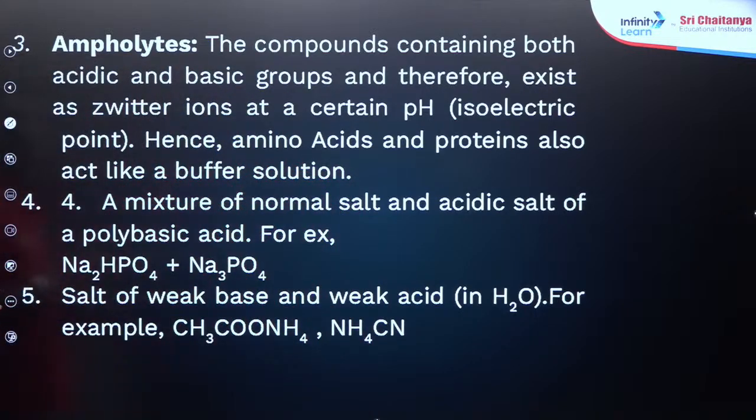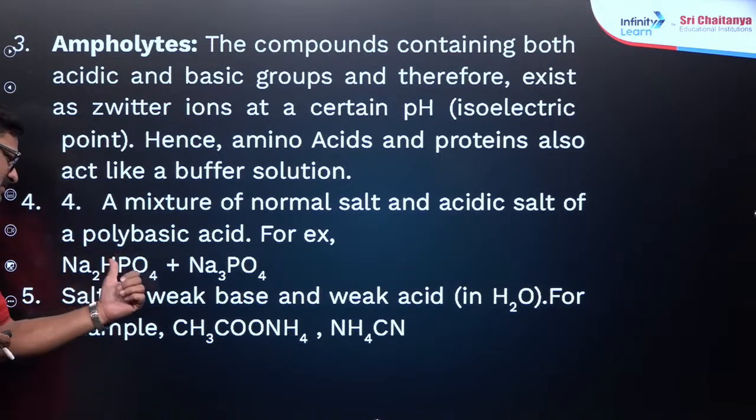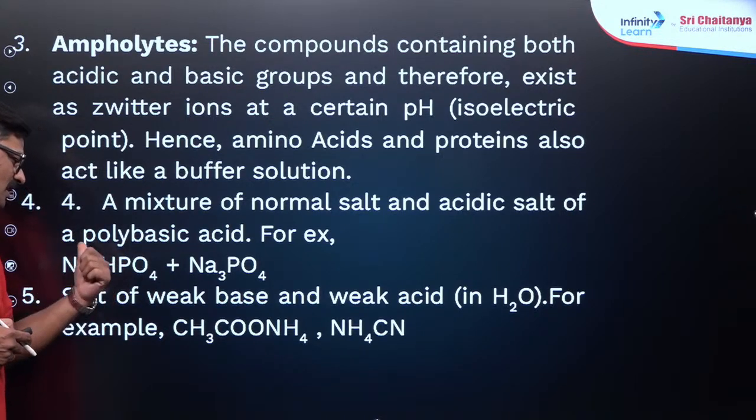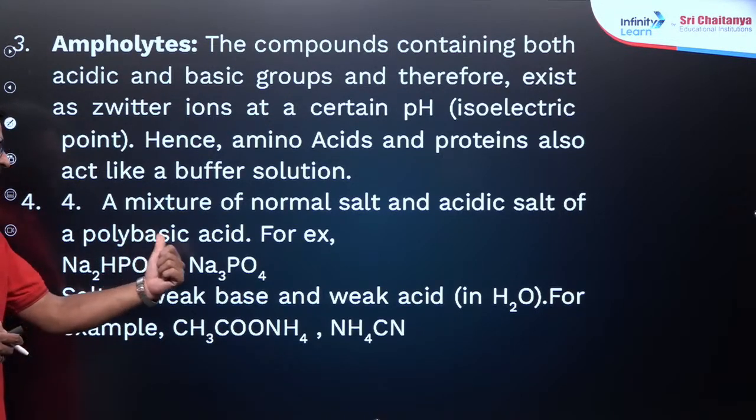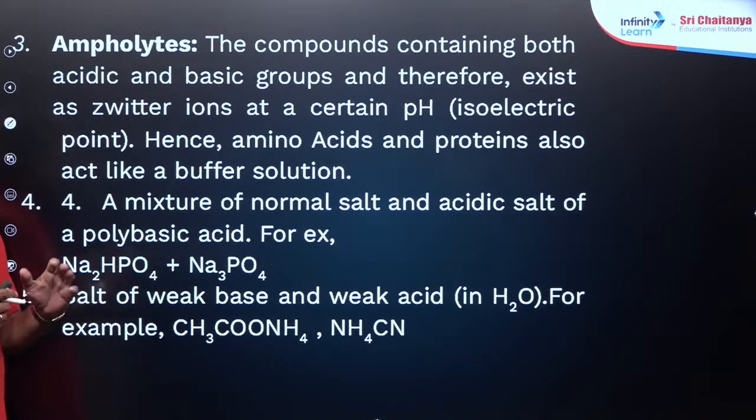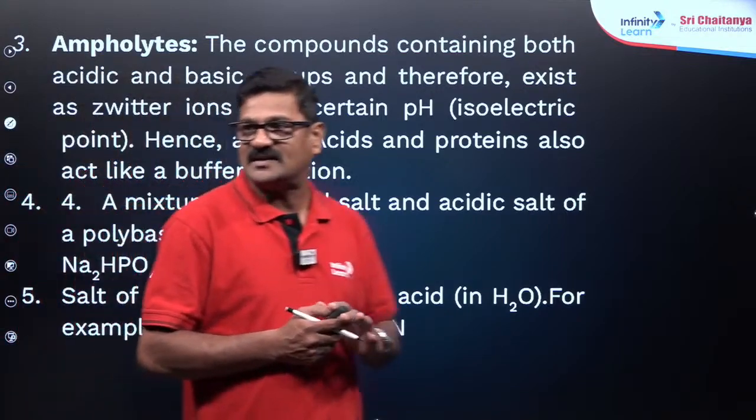Another one is a mixture of a normal salt and an acidic salt of a polyvalent or polybasic acid. Example, Na2HPO4, sodium hydrogen phosphate, and sodium phosphate. Sodium dihydrogen phosphate and sodium hydrogen phosphate. These all come under this category.